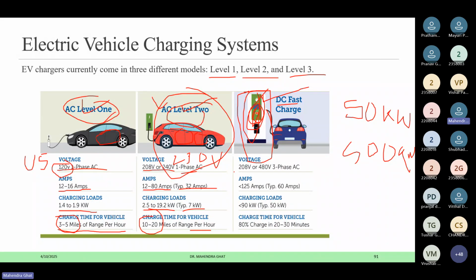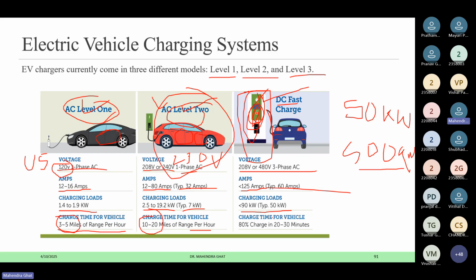Again, for this, the voltage range is 208 to 480 volt. 480 is generally available in the US. Three-phase AC supply will be the input. Current will be below 125 ampere, and charging load will be less than 90 kilowatt. But now up to 500 kilowatt is also coming in the same category actually. So it is revised now.